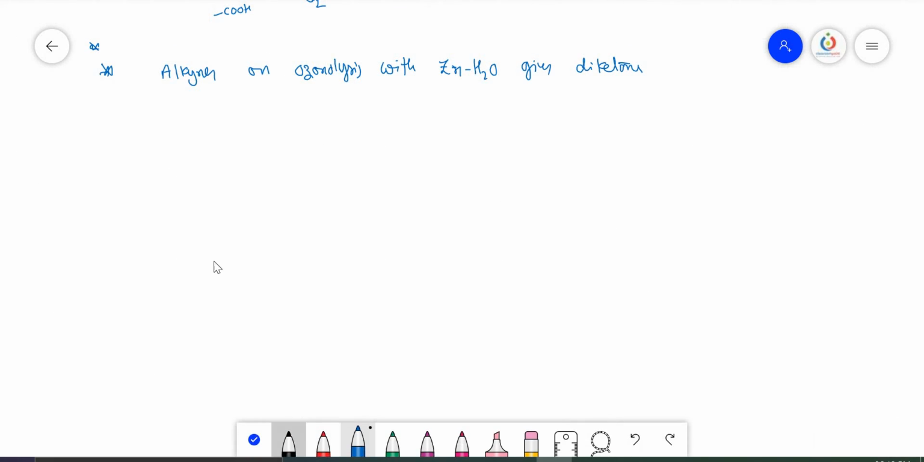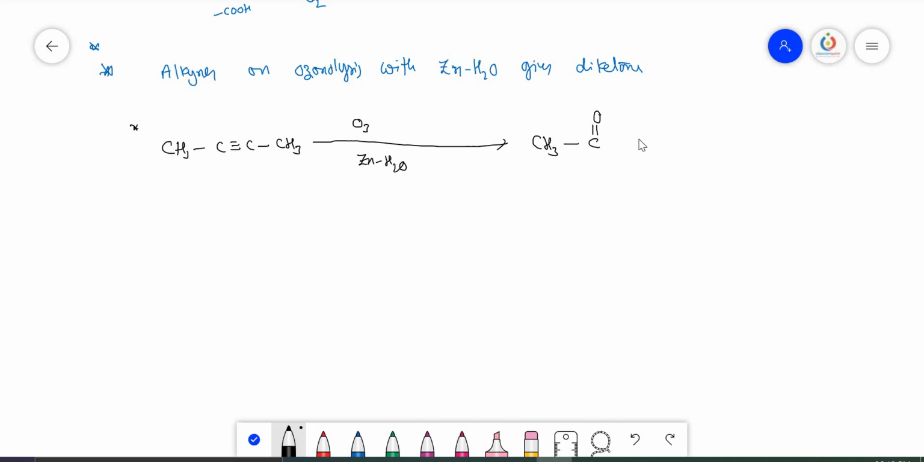So I'll take one particular molecule, CH3, C triple bond C, CH3. It is an important molecule, not the reaction. Just take the ozone, zinc H2O. So we get CH3, and both of these triple bonded carbon atoms are converted to the C double bond O part, diketones. Meaning only pi bonds will be broken, not the sigma bond. So this is the advantage of these two reactions.